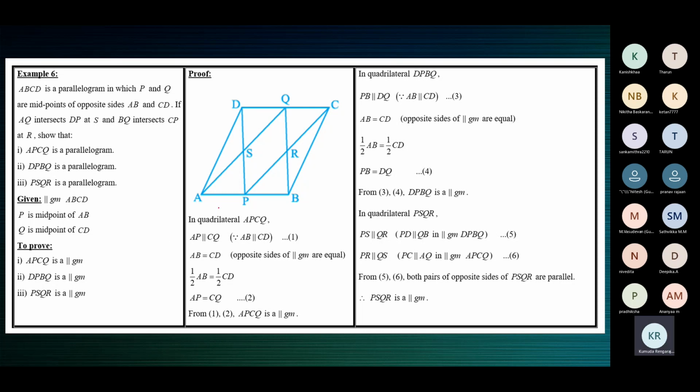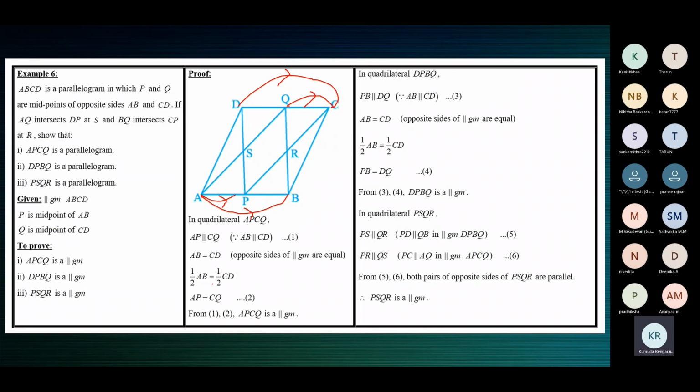So AP is a part of AB. CQ is a part of CD. And since AB is parallel to CD, a part of AB will be parallel to a part of CD. So that's how we have AP parallel to CQ.